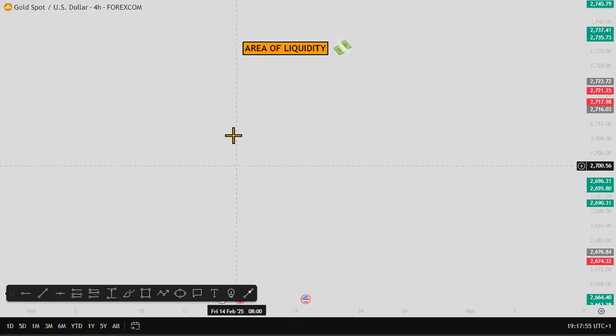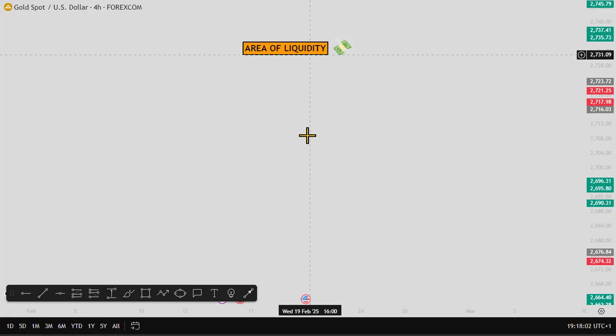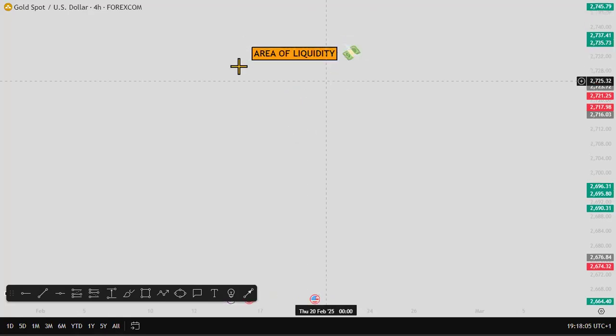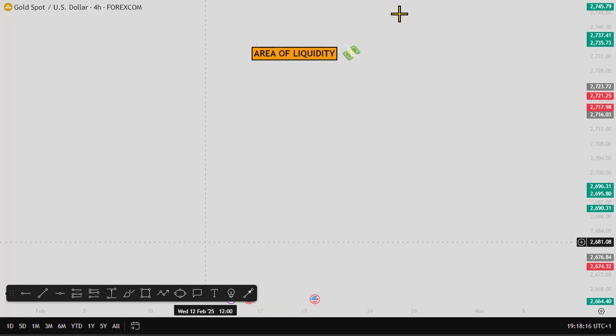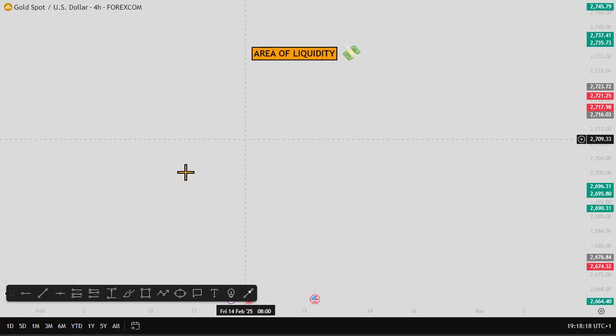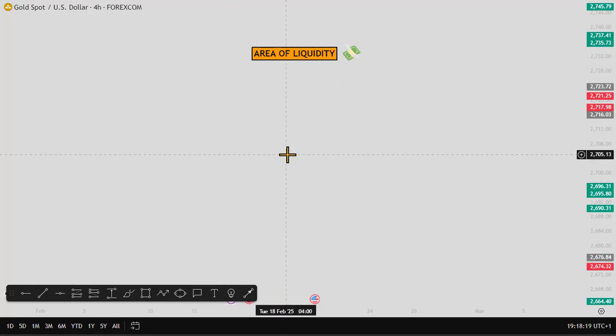Hello guys, today I'll be teaching you what an area of liquidity is. Area of liquidity in layman's terms simply means areas that have money, areas where money resides. So what is it in actual charts? How does it look, how can we represent it, and how can we identify how an area of liquidity is being printed by the market?